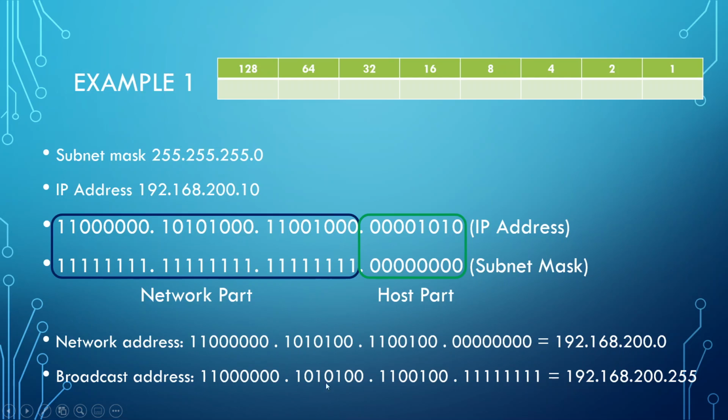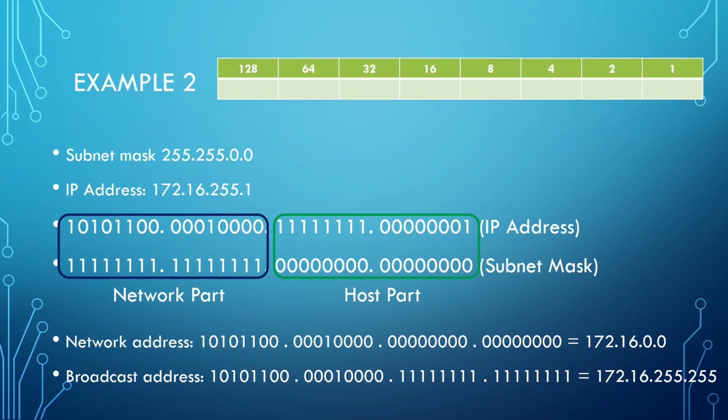To find out the broadcast address, we just convert all bits in the host part of an IP address to all ones. So in this case, the broadcast IP address is going to be 192.168.200.255. Again, this is used to send an IP packet to all devices within our network. To find out the last usable IP address, we just subtract a decimal 1 from this value. So the last IP address that we can assign out to any host is going to be 192.168.200.254. So now moving on to our second example, we have a subnet mask 255.255.0.0.